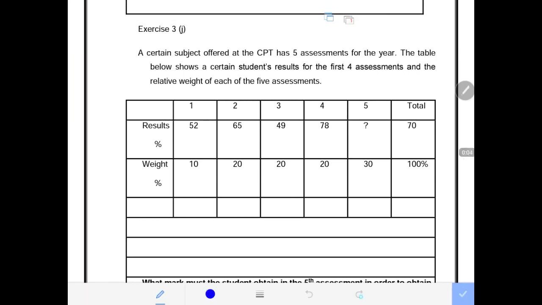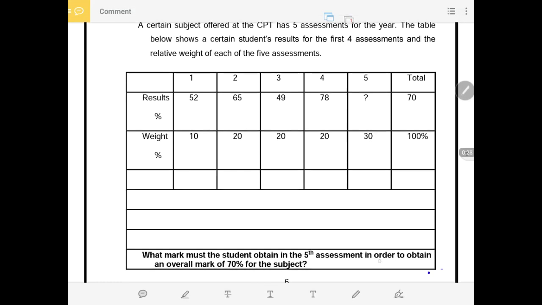We are still on chapter 1, exercise 3J. I extracted this question because it is very necessary for a first year student to know how to calculate their marks based on the weight and the percentage that the student has obtained in a specific assessment. We are required in this question, first of all, to say what mark the student must obtain in the fifth assessment in order to obtain an overall mark of 70%.